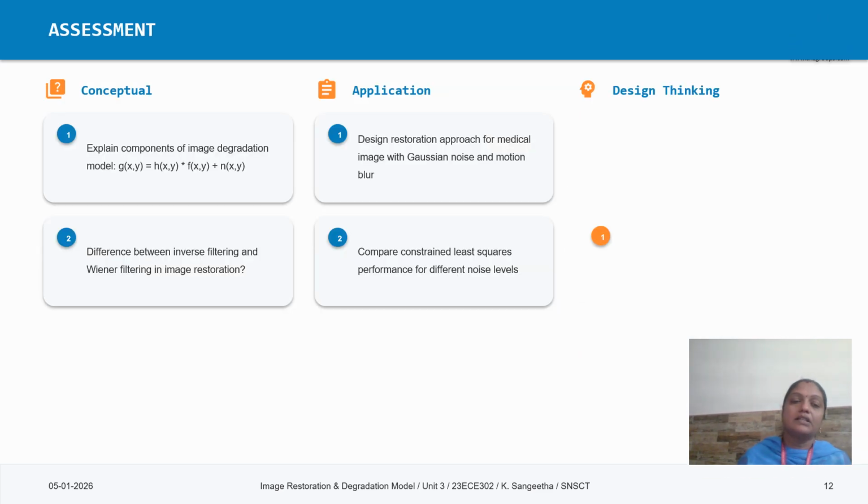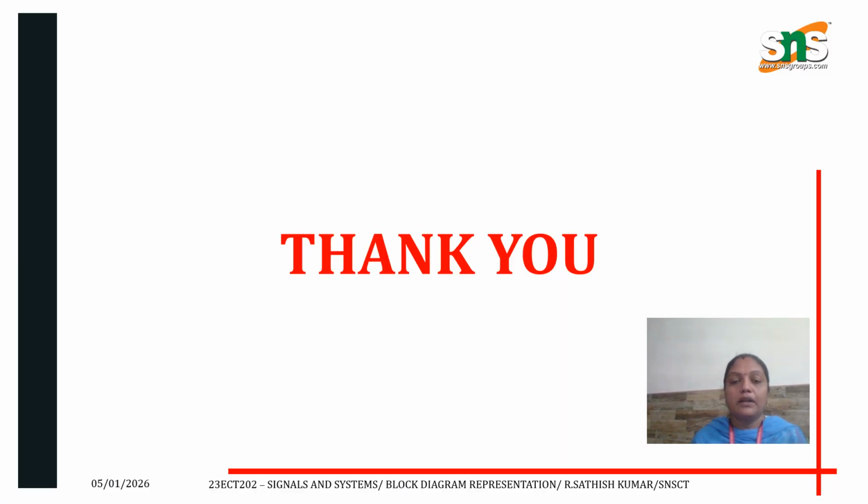And these are some assessment questions. What are the components of image restoration, that is g of x comma y equals h of x comma y convolved with f of x comma y plus noise? And what is the difference between inverse filtering and Wiener filtering? These are some questions. I hope this video will help you to understand image degradation and image restoration. Thank you.